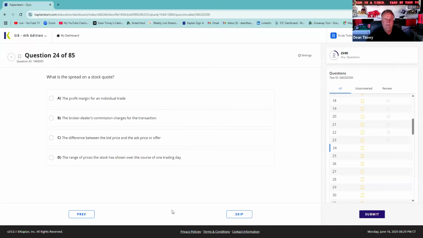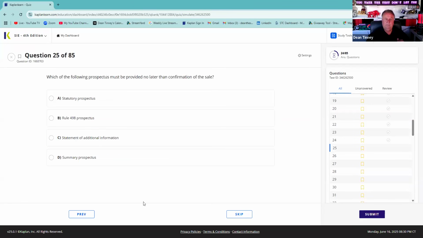What is the spread on a stock quote? The difference between the bid price and the ask price. Beautiful. Excellent. And remember, in the over-the-counter markets, those are negotiated quote-driven markets. And so that bid would be the price at which the market maker is willing to buy the security. And the ask or offer would be the price at which they're willing to sell that security. Right? So very good.